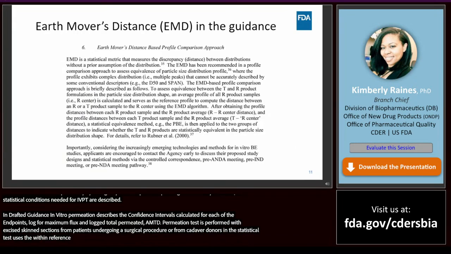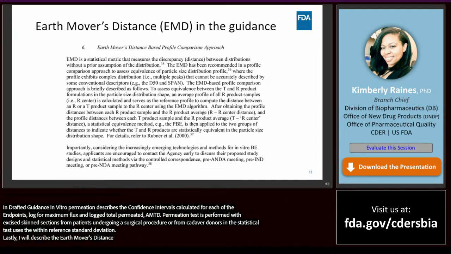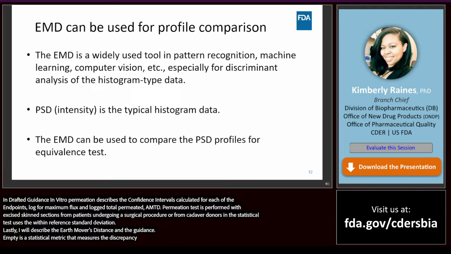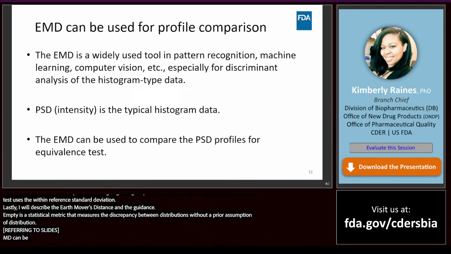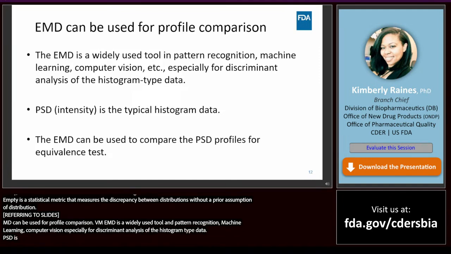Lastly, I'll describe the Earth mover's distance as in the guidance. EMD is a statistical metric that measures the discrepancy between distributions without a prior assumption of distribution. EMD can be used for profile comparison. The EMD is a widely used tool in pattern recognition, machine learning, and computer vision, especially for discriminant analysis of histogram-type data. Particle size distribution, PSD, is typical histogram data. The EMD can be used to compare PSD profiles for equivalence tests.